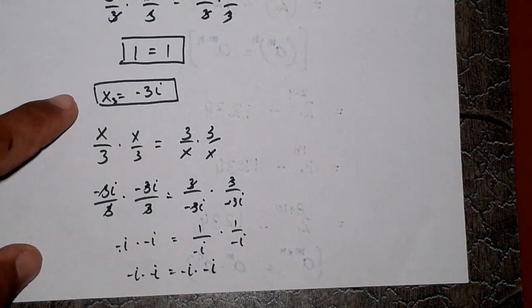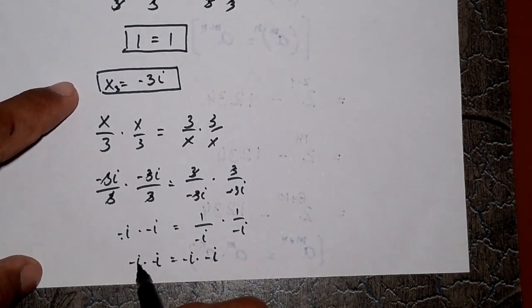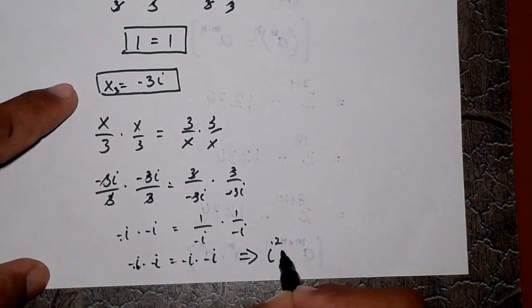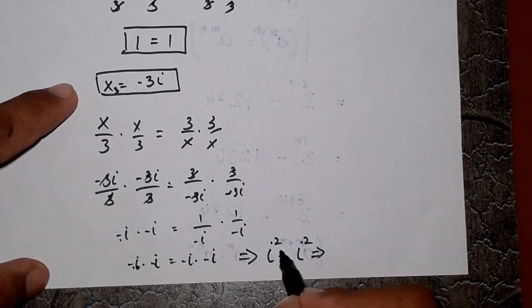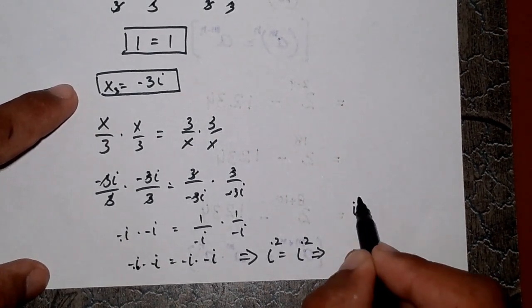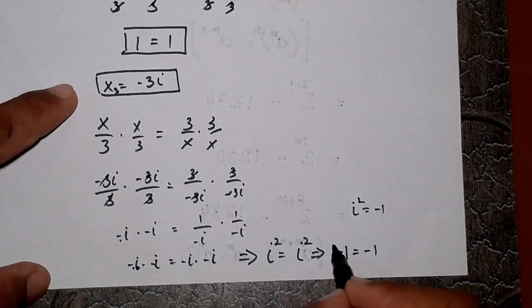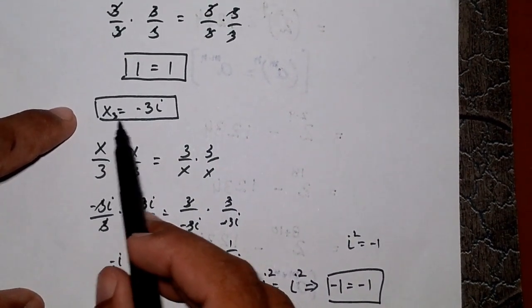Now here we know that minus i times minus i is equal to i square, which is equal to i square, and also we know that i square is equal to minus 1. So putting i square is equal to minus 1, here minus 1 is equal to minus 1. So this shows that the left hand side and the right hand side are equal. So the value of x3, minus 3i, is correct.